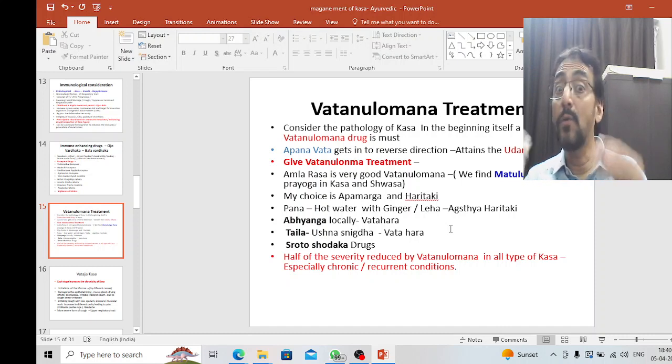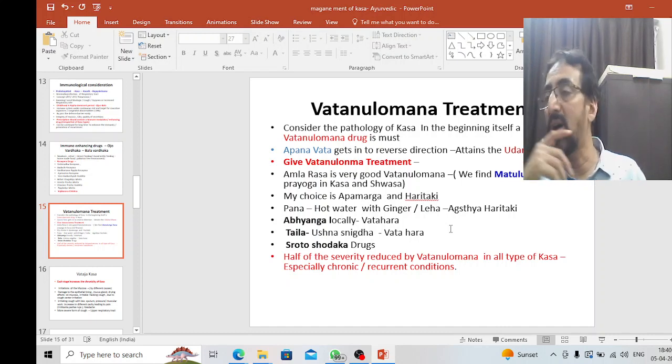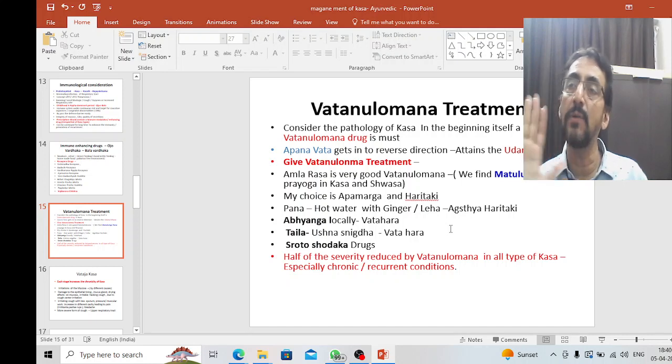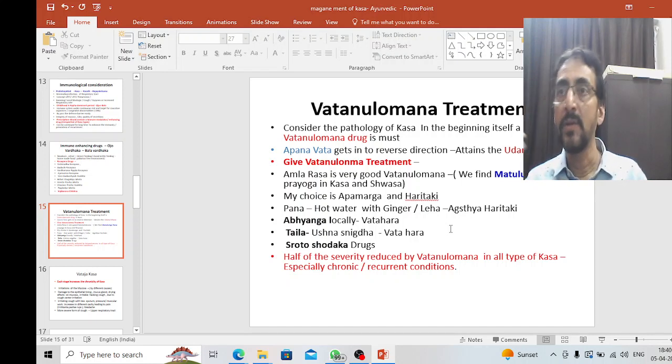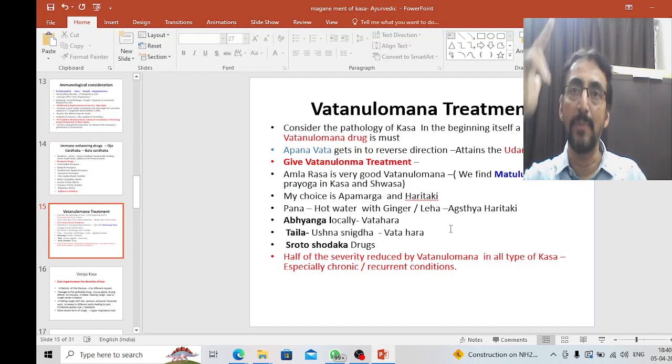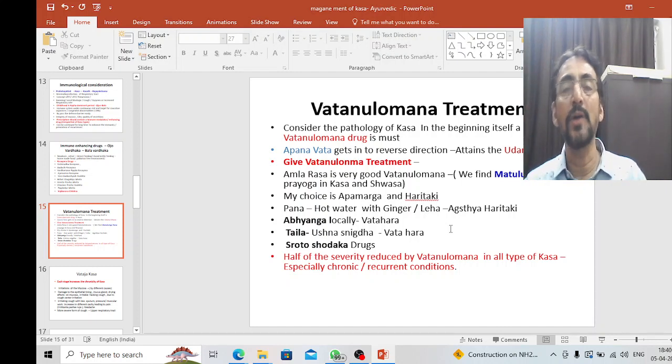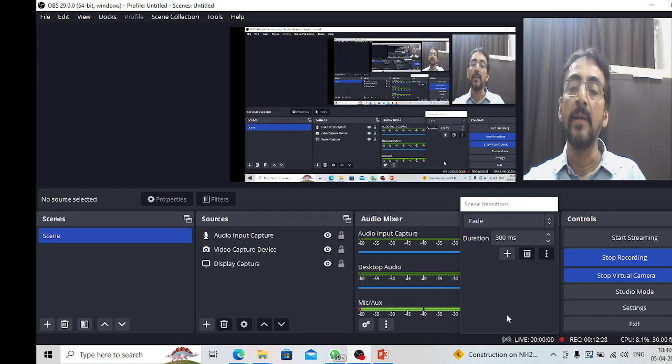If you go for this Vatanulomana treatment, half of the severity of the symptoms of Kasa will reduce. You can try it, because the basic pathology is Adha Pratihato Vayu Urdhva Srotah Samashrita Udana Bhavamapanna: Apana Vayu getting converted into Udana Vayu Gati. If you correct the direction of Apana Vayu, things will get corrected normally, within no time. That is a very important aspect of the treatment of Kasa. Now we will go to the next important part.